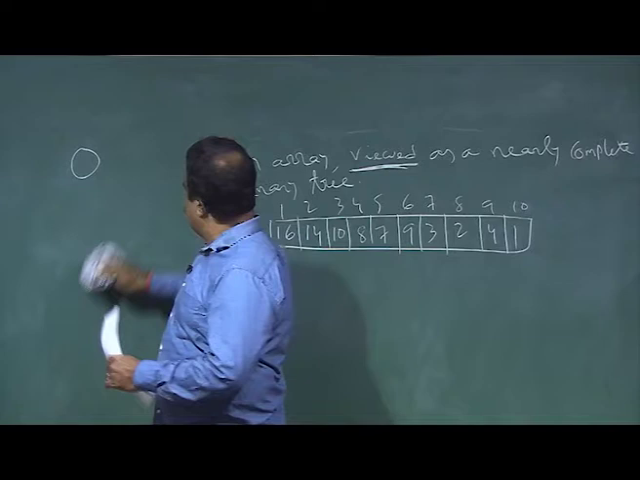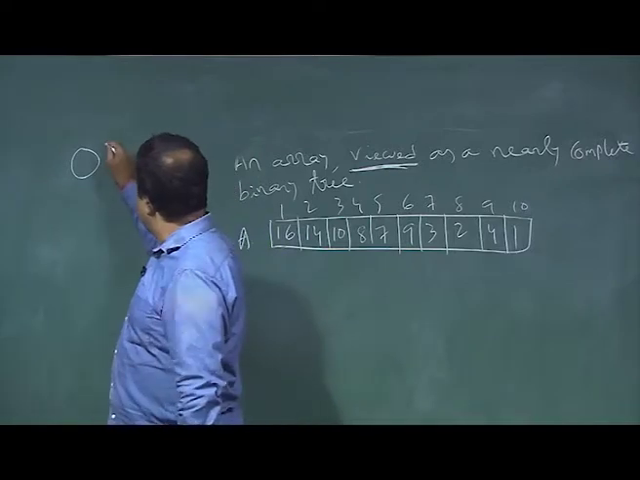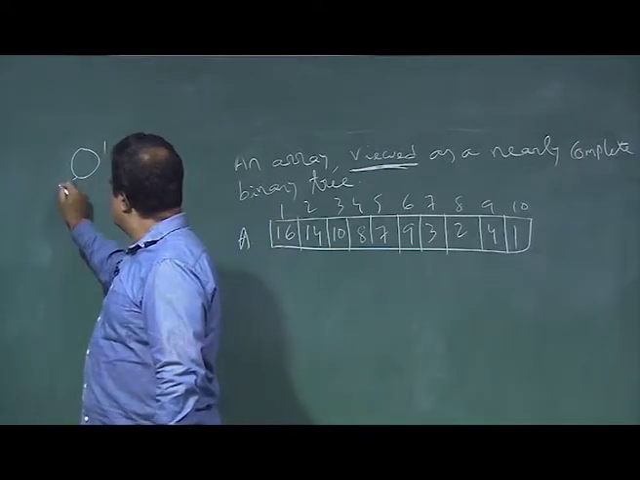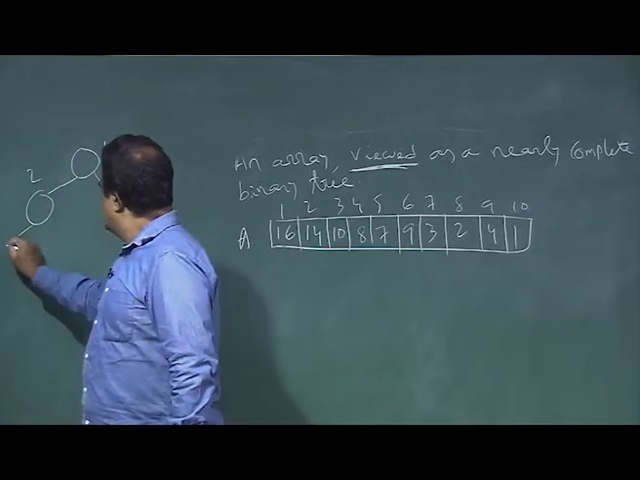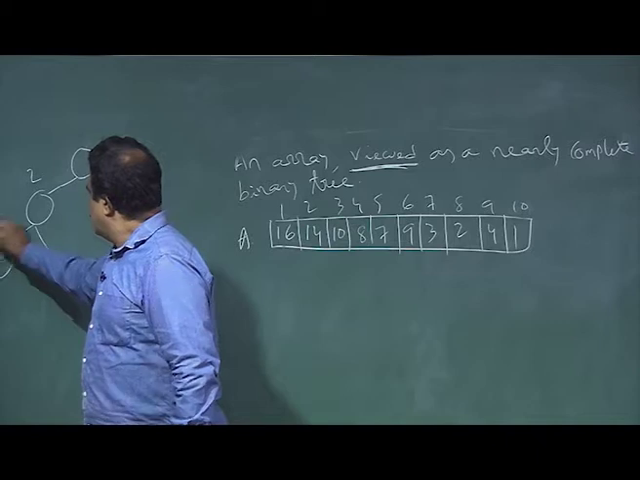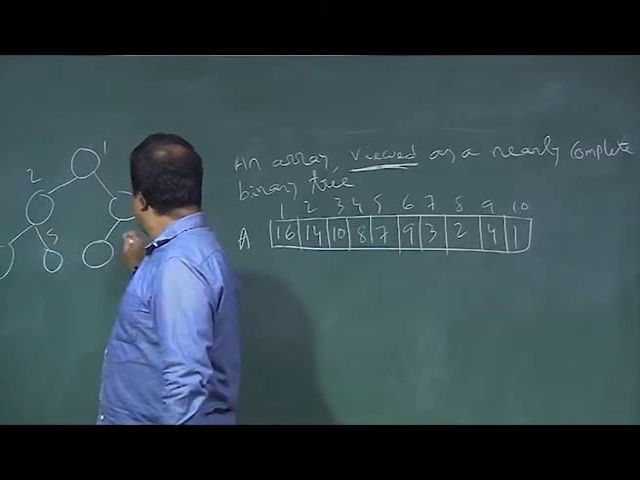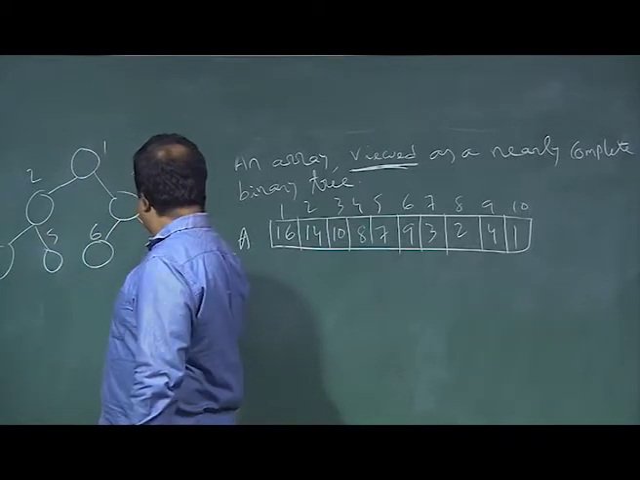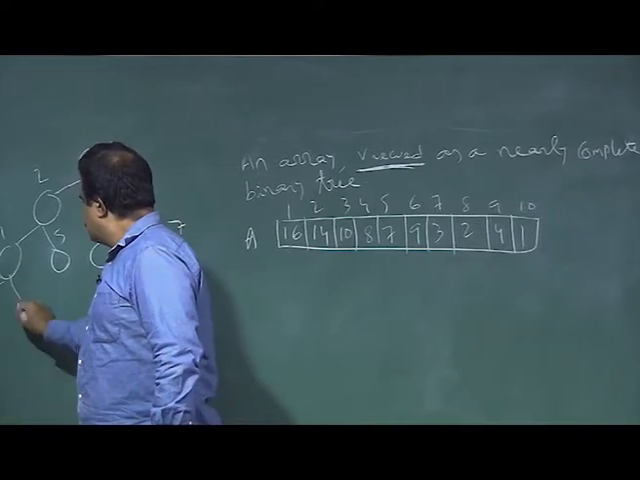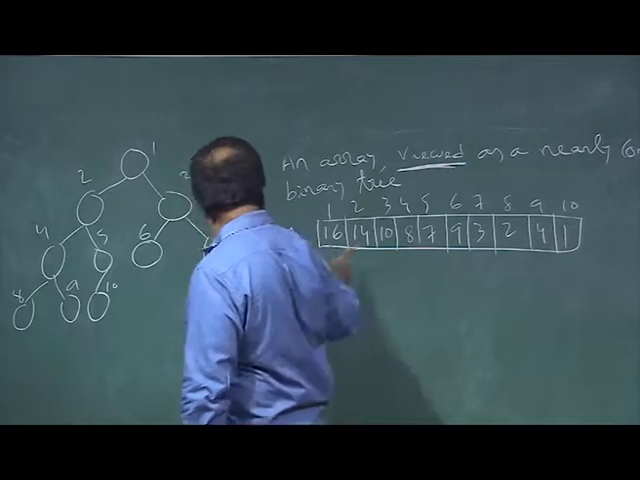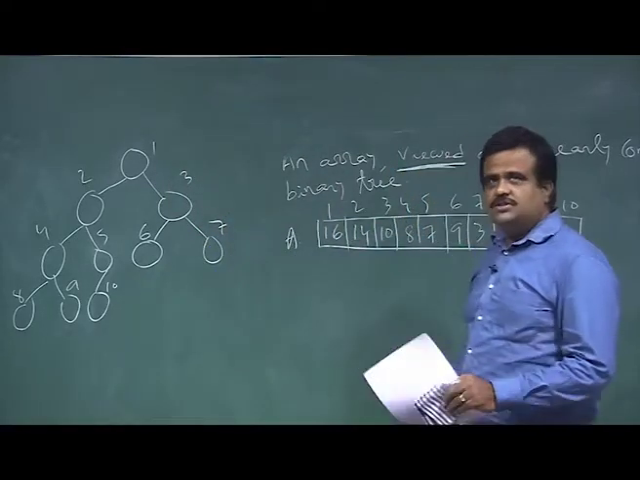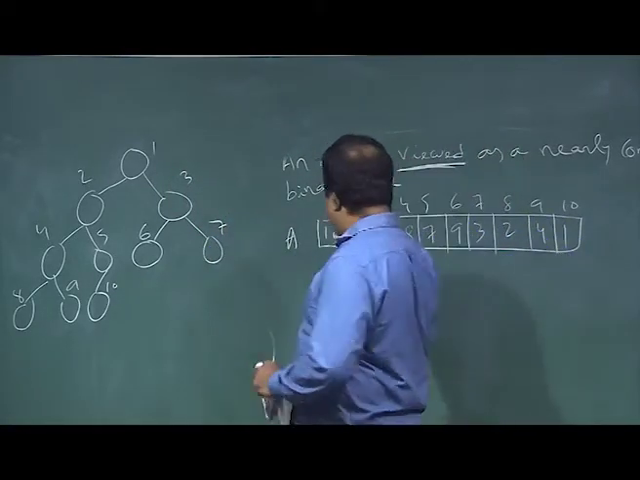Okay, so we start with this as a root. This is A1, and then A2, A3, then A4, A5, A6, A7, then A8, A9, and then we have A10, because the array is up to 10. So this is the way we view this array as a tree.